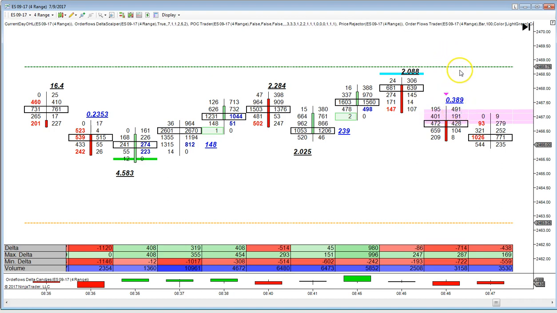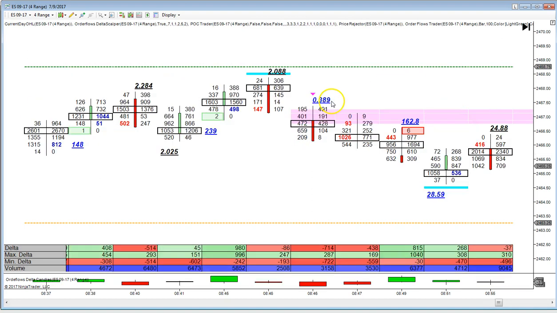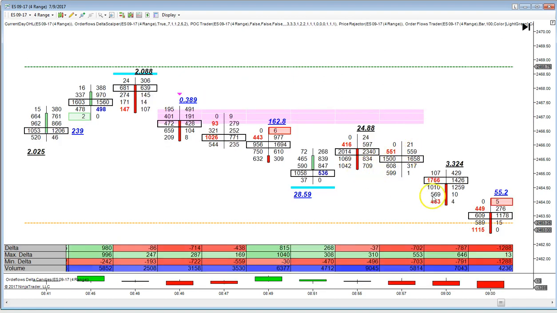It's not right on the high of the day, but it's close enough. You're talking about a point away from the high of the day. That's good enough. Just as you'd be looking at taking this sell signal, the stacked imbalance here, you got the delta scalper giving you a sell right here. And what happens is you start selling off, boom, boom, boom, selling off.